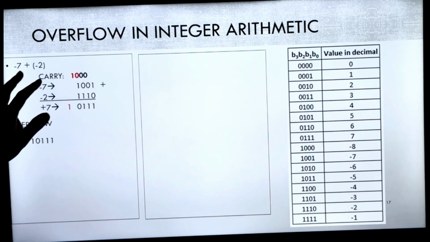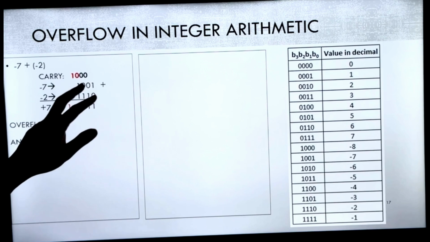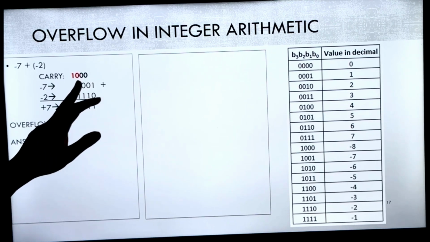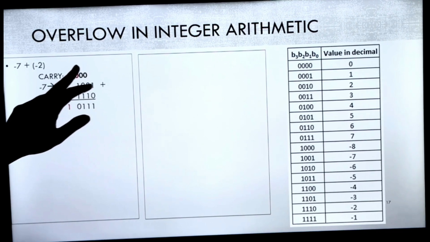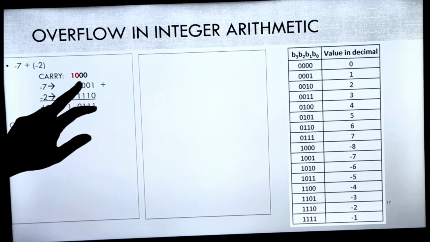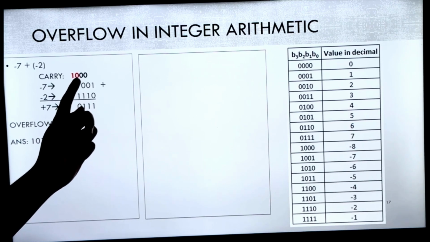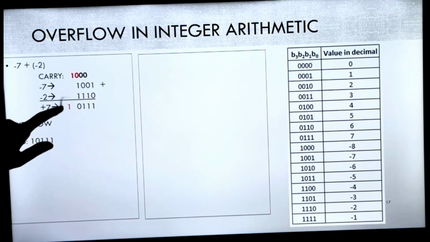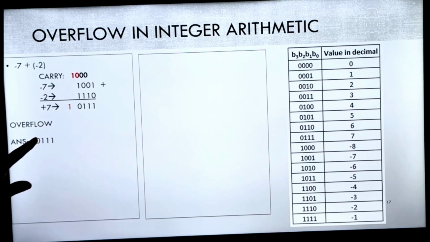See here, what I am adding? -7 and -2. Okay, I will add it. So -7 I am representing here, -2 I am representing here, and just add it. 1 plus 0 is 1, 0 plus 1 is 1, 0 plus 1 is 1, 1 plus 1 is 0, and carry out bit is 1. Fine. And I have noted down all the carry out bits like this. What you can notice here, the first two bits are 1, 0. Means we have to know that there is an overflow. Means this carry out bit I have to consider. The final answer will be 1 0 1 1 1, not 0 1 1 1, because there is an overflow.